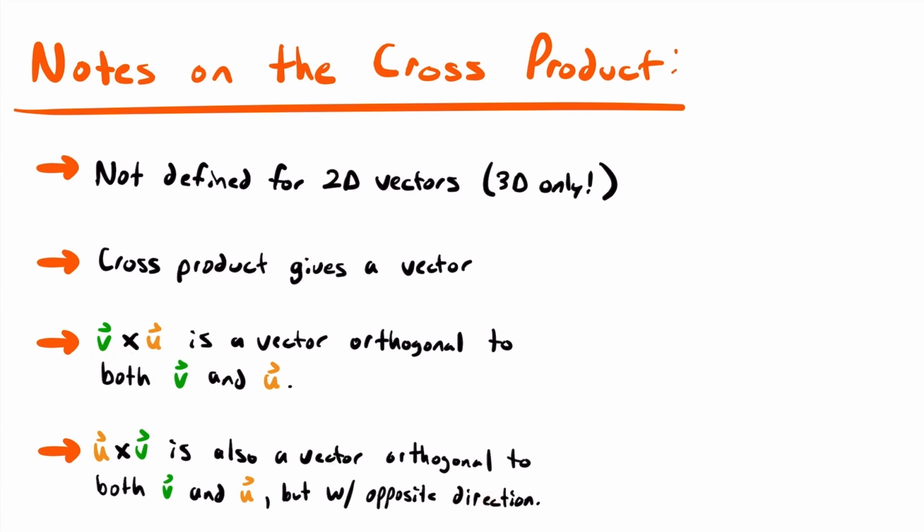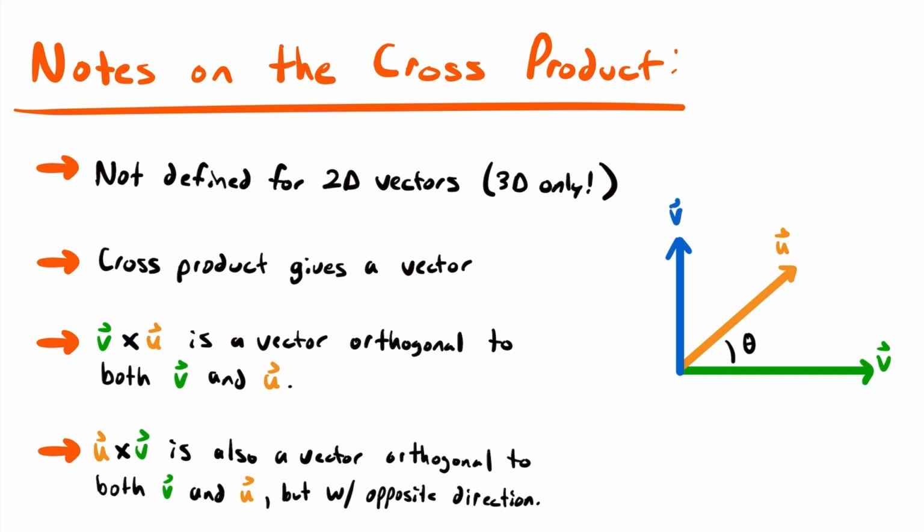Okay, so now to help you visualize what we're talking about here, let's say that this is vector v and this is vector u, and they have some angle between them. Regardless, these are two vectors in three-dimensional space. The vector that results from vector v cross vector u would look like this. This vector right here is vector v cross vector u, and it's perpendicular or orthogonal to both vector u and vector v. It makes a right angle with both of those two vectors.